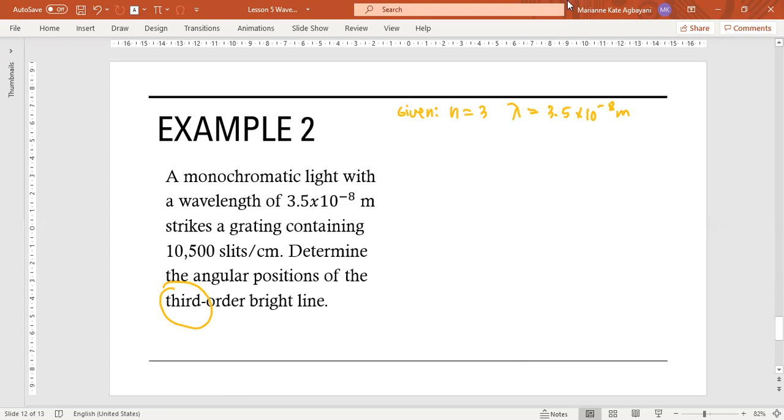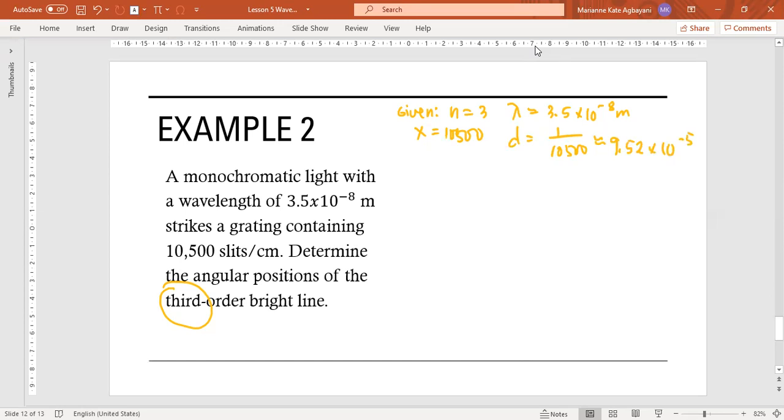And, okay, we have here our d. Our d is 1 over x. Our x here is 10,500. So our d now will be 1 over 10,500. That is approximately 1 divided by 10,500, which is equal to 9.52 times 10 to the negative 5 approximately. 9.52 times 10 to the negative 5.